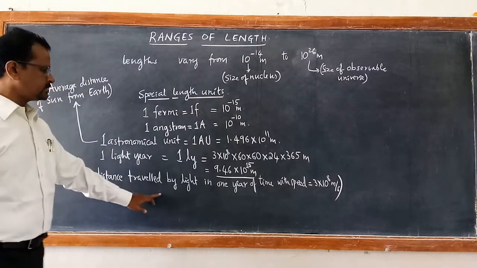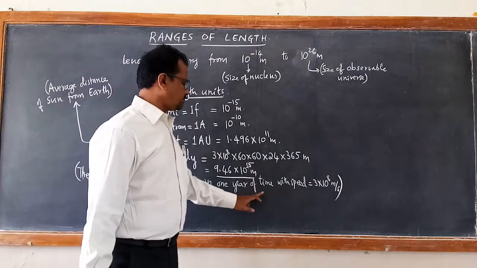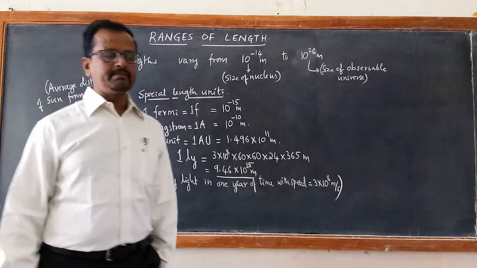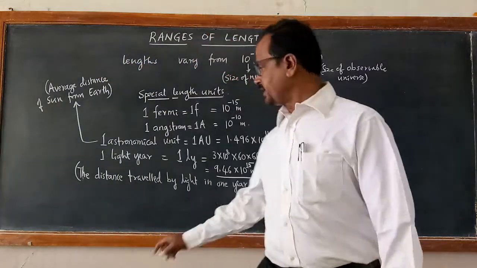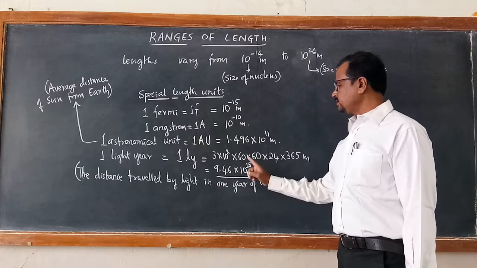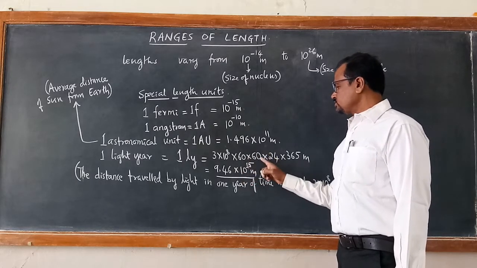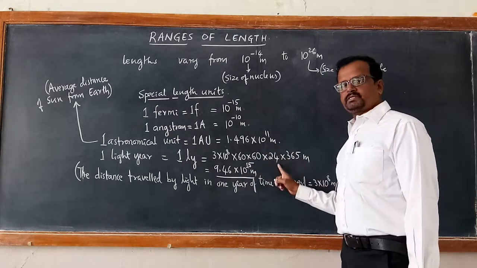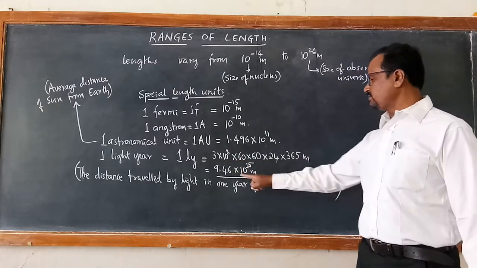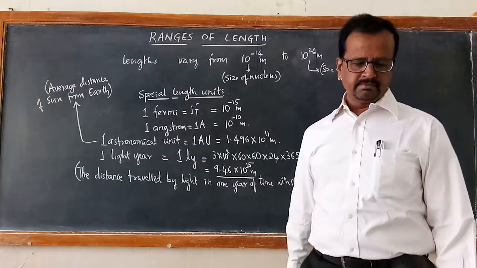Distance traveled by light in 1 year of time with the speed equal to 3 into 10 raised to 8 meter per second. So if you calculate, this comes out to be 3 into 10 raised to 8 into 60 seconds into 60 minutes into 24 hours into 365 days. So many meters. 9.46 into 10 raised to 15 meters.